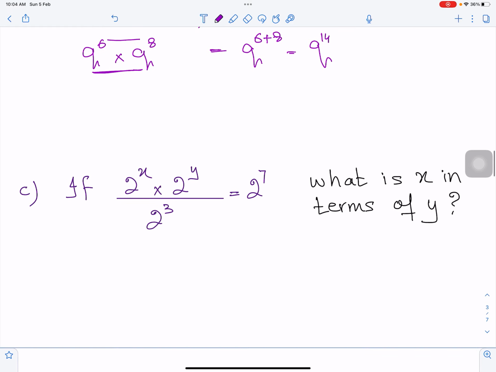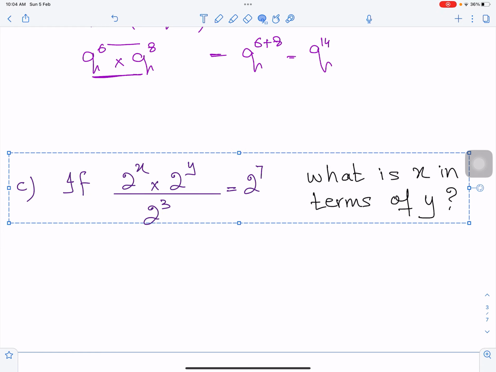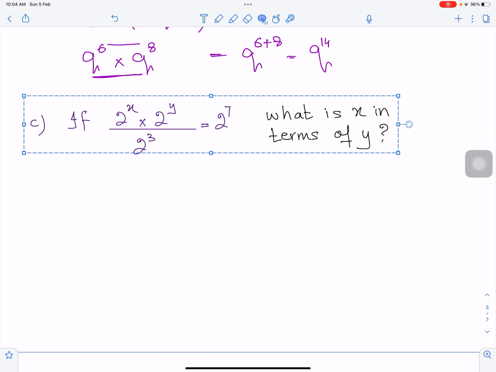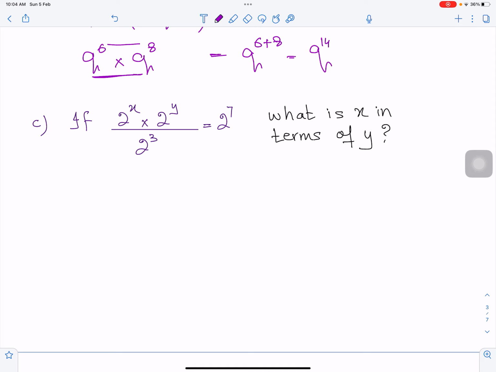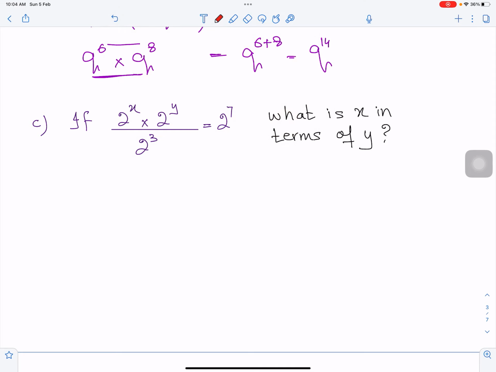Let's see this question. This looks quite complicated. So just give me a second. Let me move it up a bit. Now, let me take red color. Now it is saying if 2 power x into 2 power y upon 2 power 3 is equal to 2 power 7, what is x in terms of y?